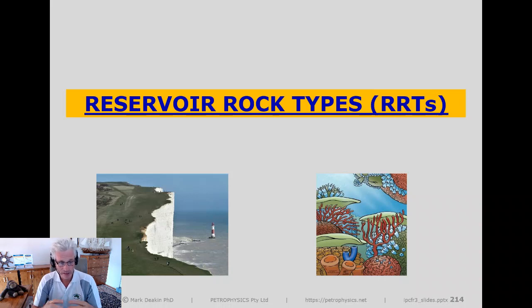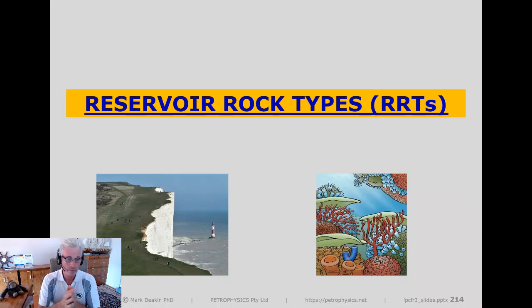So that's the idea: you've got a group of rocks. We have found by trial and error that this group of rocks can be evaluated with this set of equations, and they always give about the right answer. If we take another type of rock and put it through this set of equations, we don't get the right answer. So I would call that other type of rock a different rock type, because it needs its own set of equations to get the answers right.